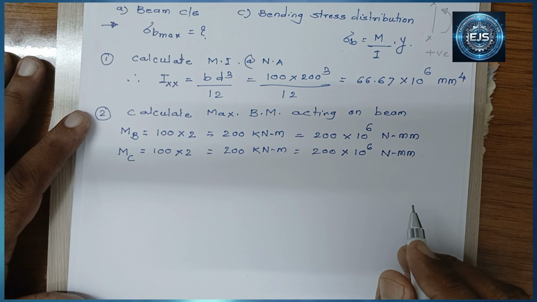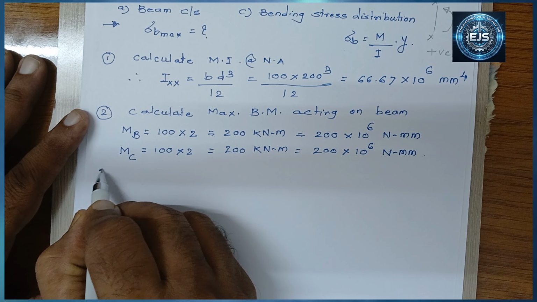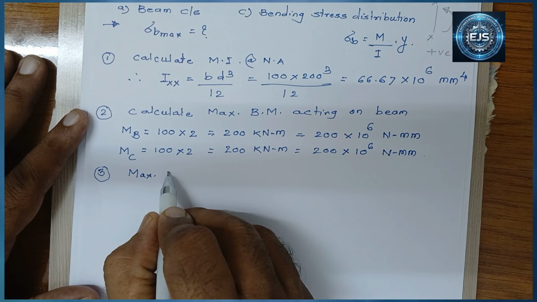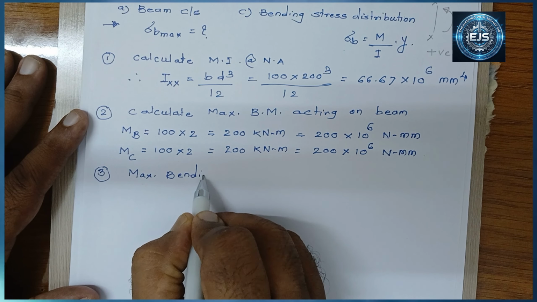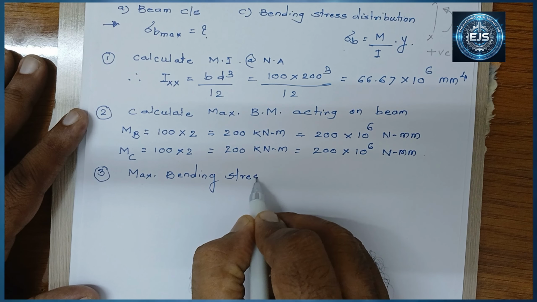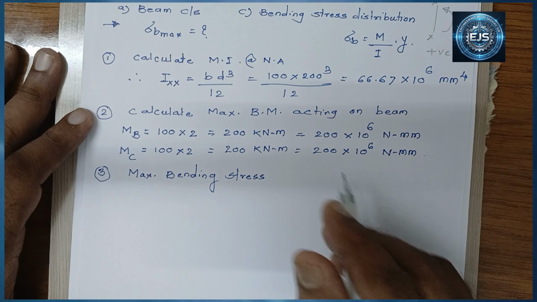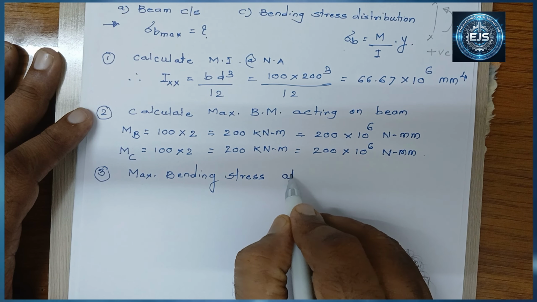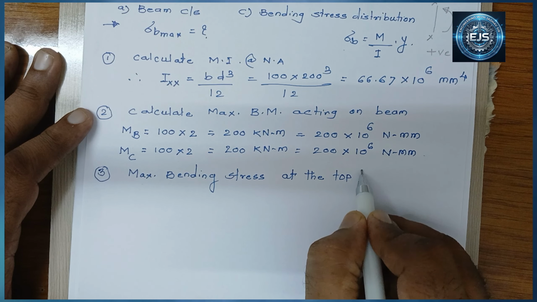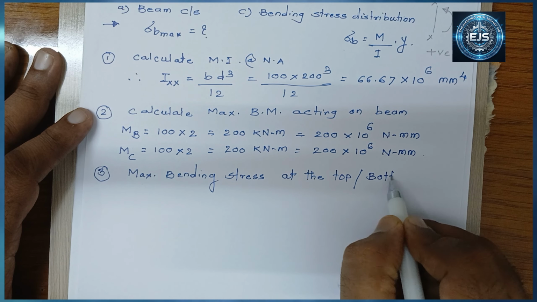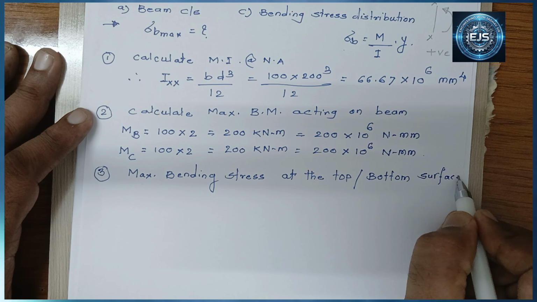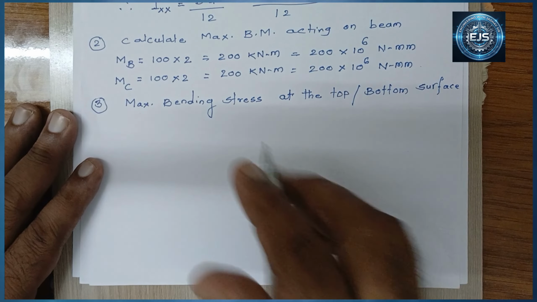Now we have to calculate the maximum bending stress. As this cross section is symmetrical about the x-axis, bending stress is maximum at the top surface as well as at the bottom surface. So maximum bending stress is at the top or bottom surface, and at the neutral axis bending stress is 0. So we have to calculate this maximum bending stress value.